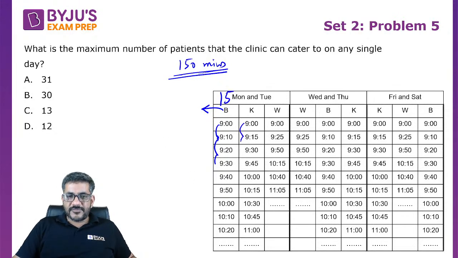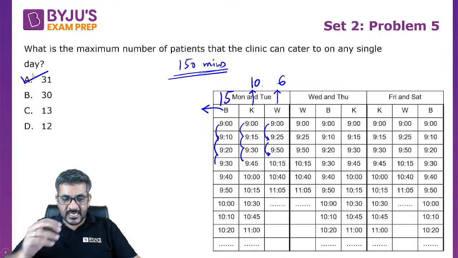This person takes 15 minutes. So how many patients can he see in a day? 10 patients in a day, 150 by 15. This person takes 25 minutes on a patient. So how many patients can he see in a day? 150 by 25, 6. 15 plus 10 plus 6, 31 is the total number of patients that they can see in a day.